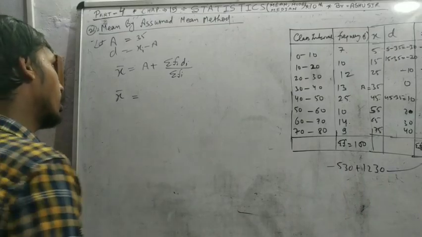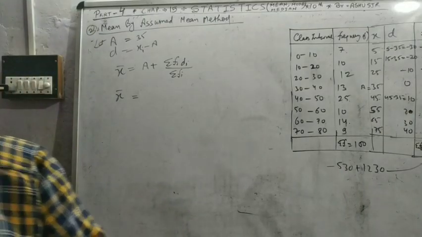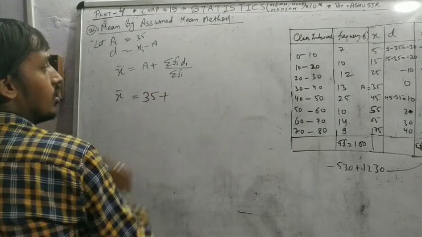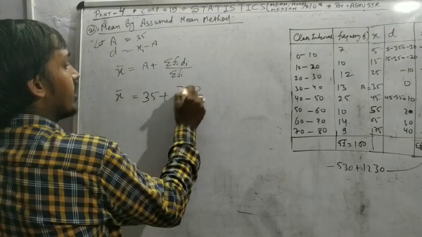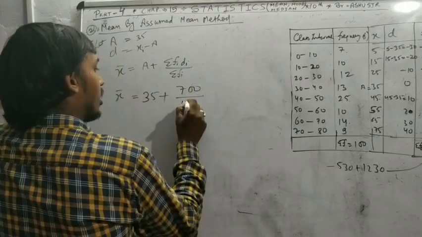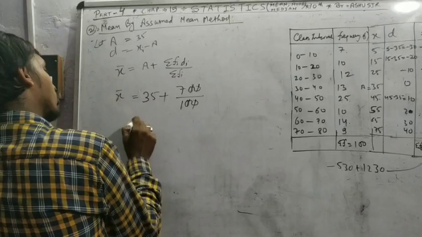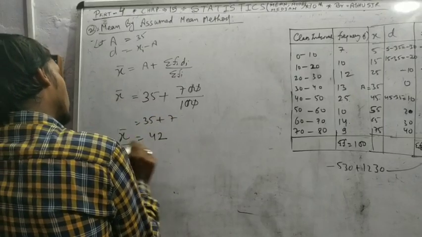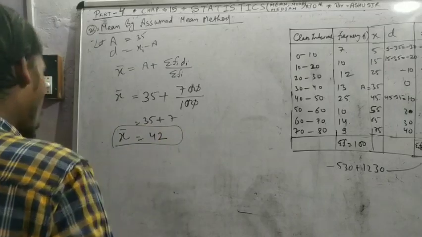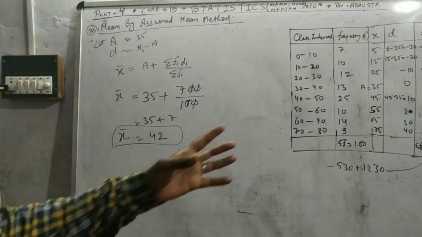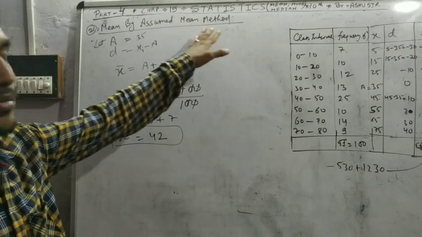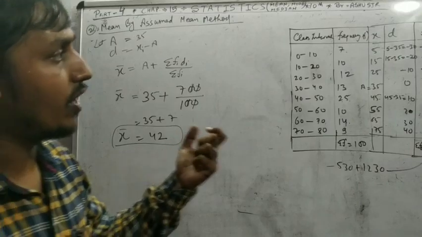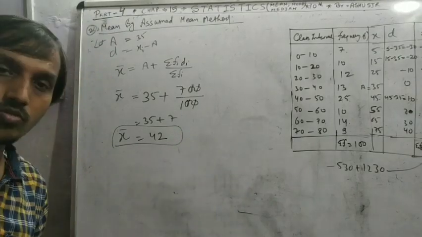Then put all the values here: a is 35, sigma fd is 700, sigma f is 100. 35 plus 7, that is 42, is the mean of the given distribution table using the assumed mean method. I hope you understand how we find the mean. So pause and note down.